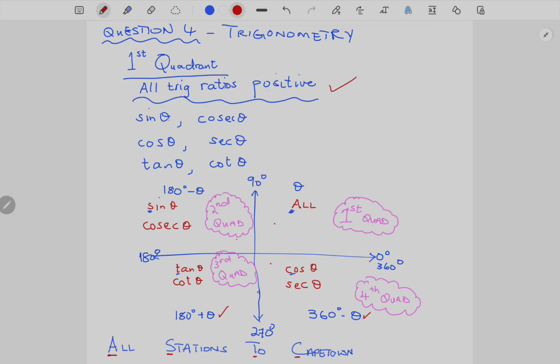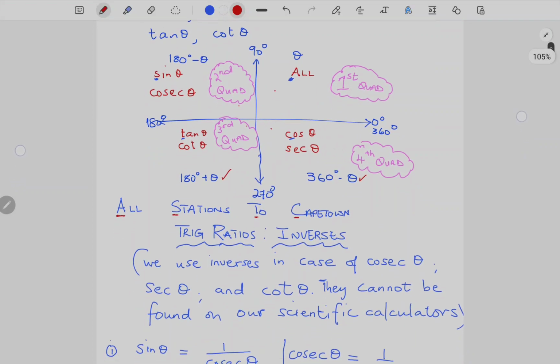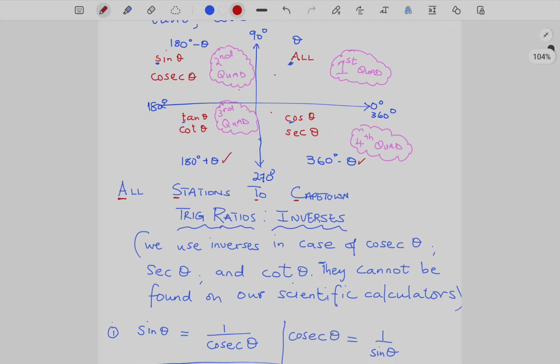Okay, so as you can see here, it says all trig ratios are positive in the first quadrant. Sine theta goes together with cosec theta. Cos theta goes together with sec theta. Tan theta goes together with cot theta. Sine theta is the inverse of cosec theta. Cos theta is the inverse of sec theta. Tan theta is the inverse of cot theta. Okay, now let us see what is going to happen on the next step.